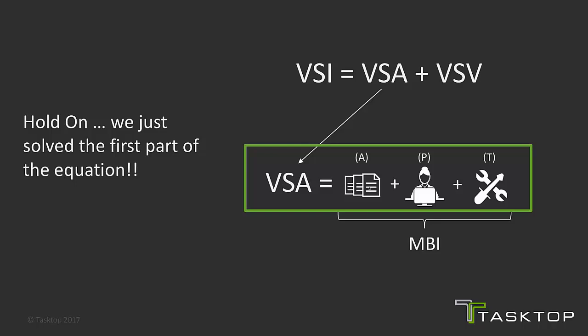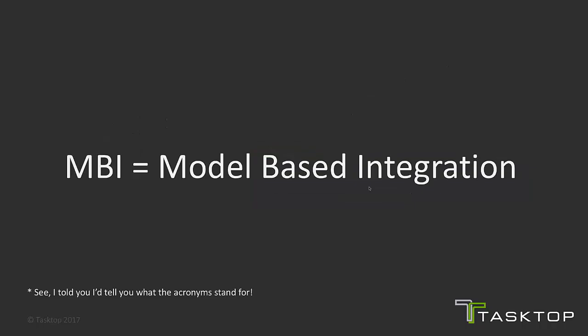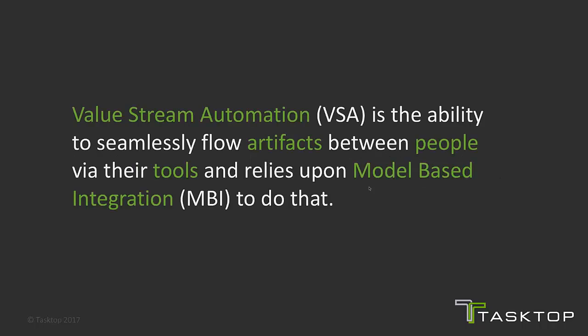You can see my little MBI acronym, and that is the next piece of the equation that we need to talk through. So model-based integration is what MBI stands for, and model-based integration is really the glue. It's the key piece to actually bring the equation to life. That's how I talk about it. So value stream automation is the ability to seamlessly flow artifacts between people via their tools, and it relies on model-based integration, MBI, to do that.